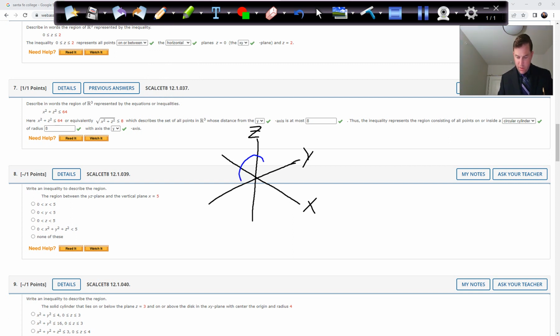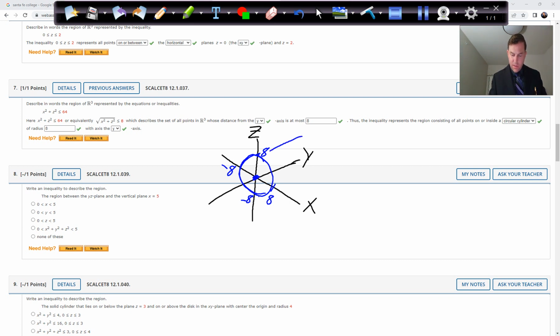So on the ZX plane, boy, this is going to be tough to draw. You have a circle, and this would be 8. Over here, this would be minus 8. This would be positive 8 in the Z. This would be minus 8 in the Z. So from the center, which is the origin, 8 units in any direction will form this circle. So it's a circle when you're at the ZX plane. But Y is free to be any value.